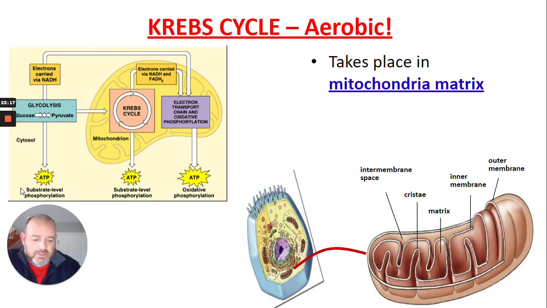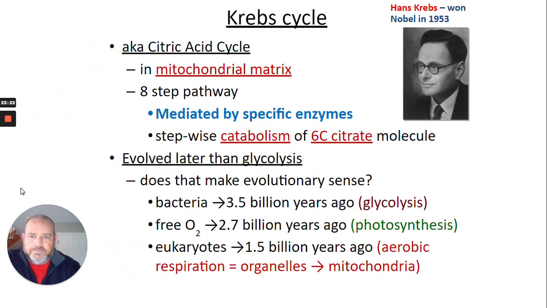And so those are some parts that are going to happen with the Krebs cycle, and it is going to be an aerobic process. Okay, Hans Krebs won the Nobel Prize in 1953 for kind of sorting out the Krebs cycle.